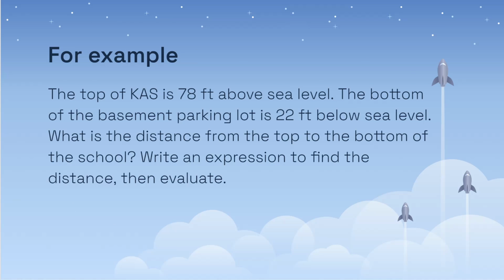For example, the top of KAS is 78 feet above sea level. The bottom of the basement parking lot is 22 feet below sea level. What is the distance from the top to the bottom of the school? Write an expression to find the distance, then evaluate. So what's the distance? Here we're finding a distance, right? So we know to use the absolute value.